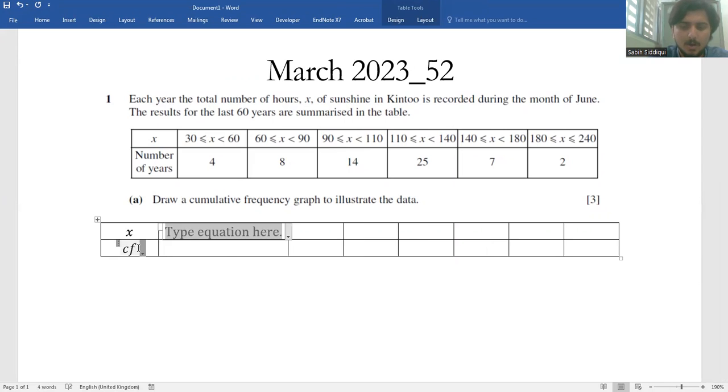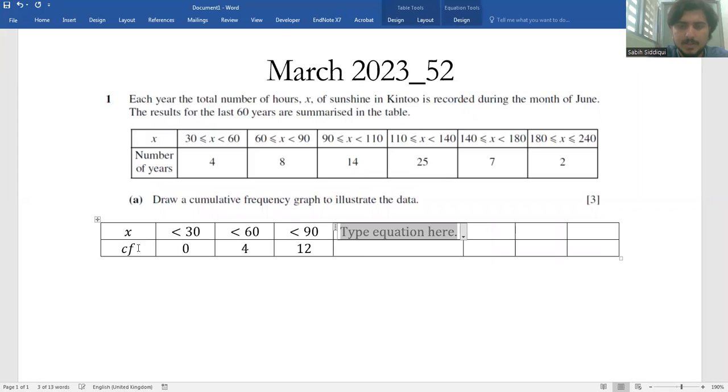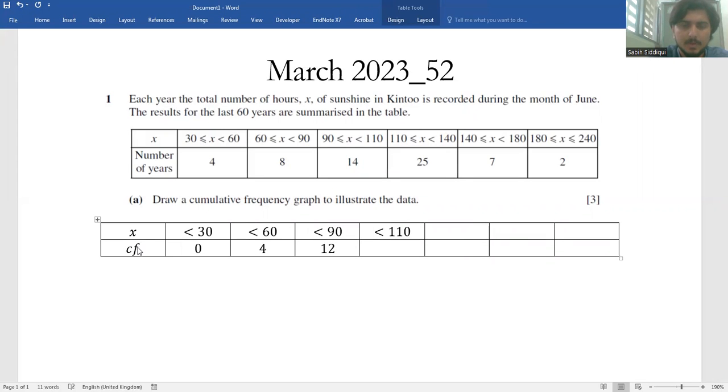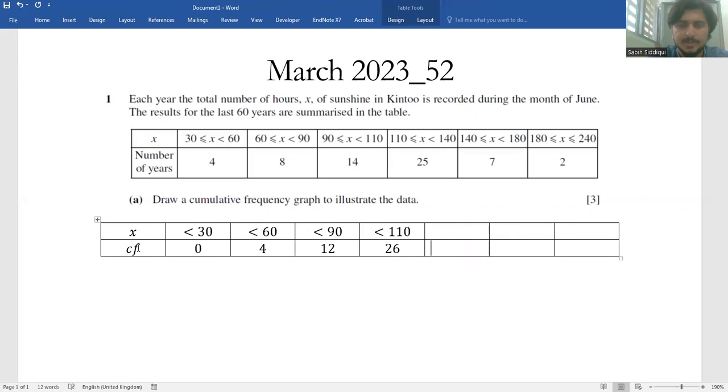So that means how many values do I have which are less than 30? None. How many total values do I have which are less than 16? 4. How many total values do I have which are less than 90? 12. How many values do I have which are less than 110? And by adding 12 and 14, we get 26.